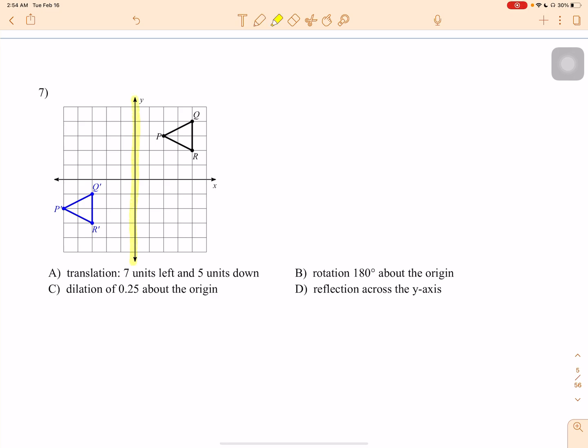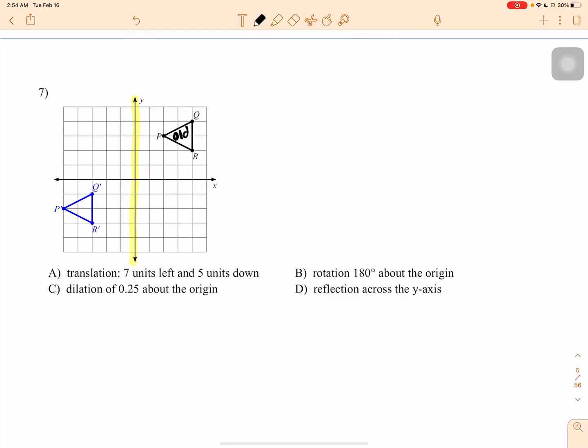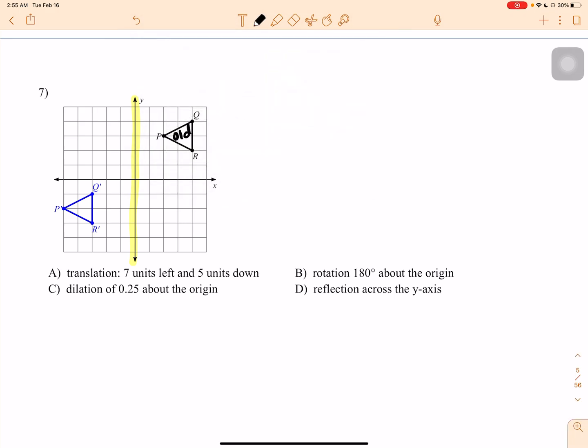This is the y-axis. If I reflected my original, or what I call my old shape, across the y-axis, P is 2 away from the line, so P prime would be 2 on the other side. Q would end up here, Q prime, and then R would end up here, R prime. So this would be the reflection, and that's definitely not what this blue one is, right? So I know it's not a reflection. So I can cross out D.